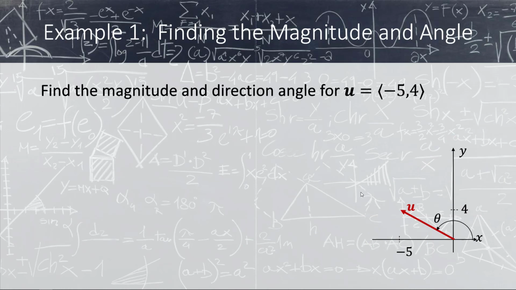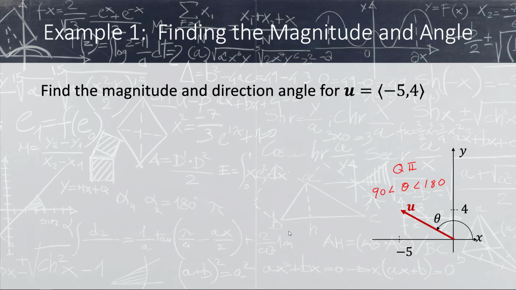So here we want to find the magnitude and the direction angle for the vector negative 5, 4. So that's going to have a horizontal component of negative 5 and a vertical component of 4. And notice that this vector resides in quadrant 2. So theta is going to be some number that is greater than 90 degrees and less than 180 degrees. Okay, and we'll deal with theta in just a second.